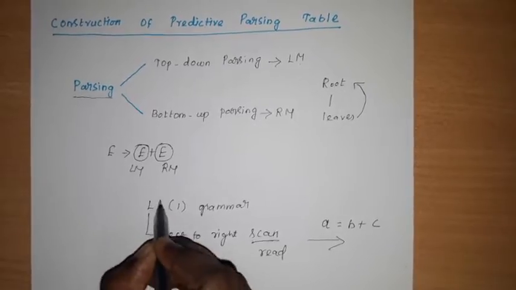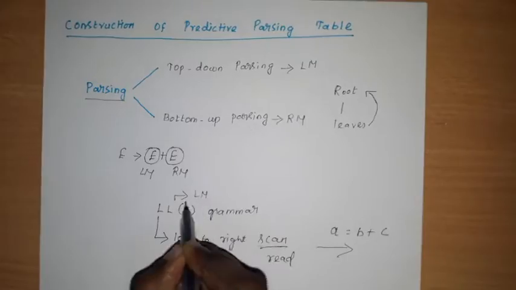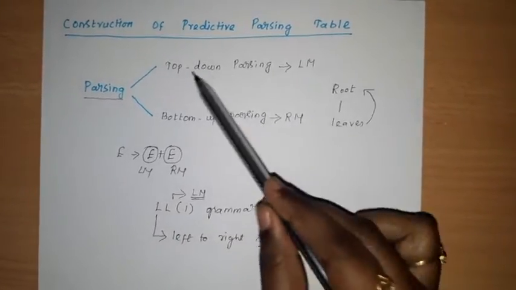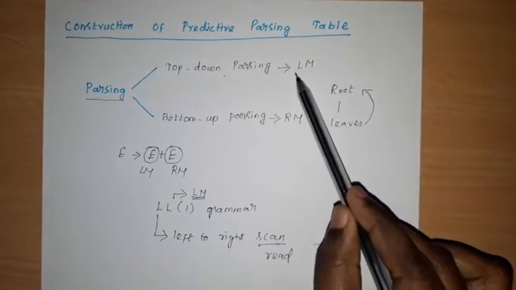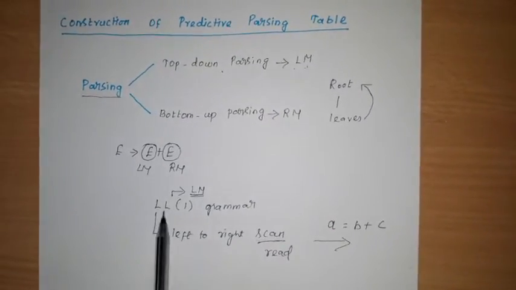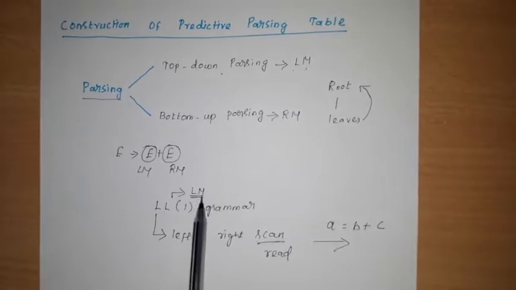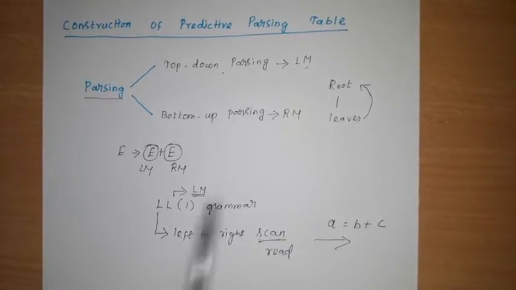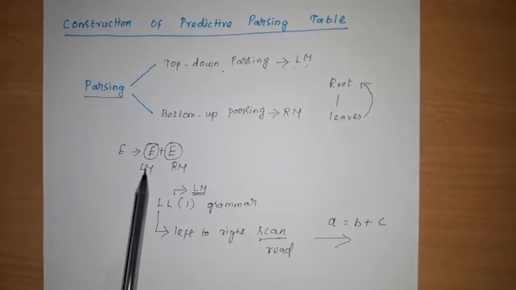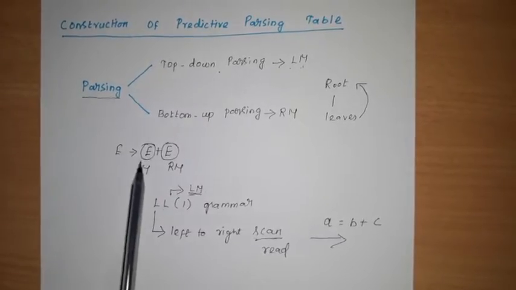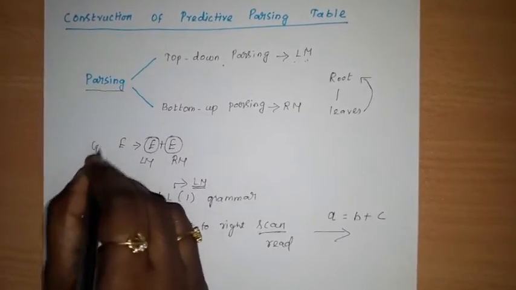The second L represents the leftmost derivation. As I already told, the top-down parsing follows leftmost derivation. So the second L represents the leftmost derivation, which is nothing but derive the input sentence by expanding the leftmost symbol of the grammar.